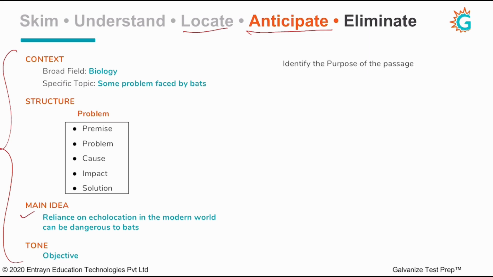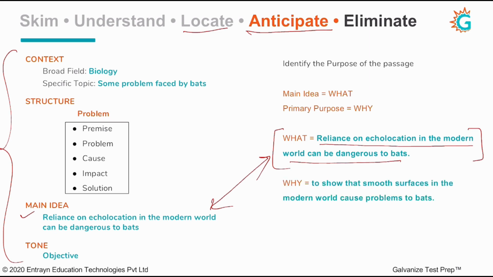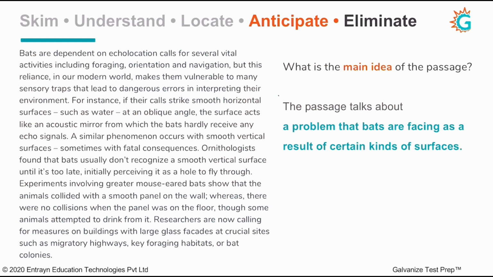All right. So this question is essentially asking us to identify the purpose of the passage. What is the author primarily concerned with? What is the problem and what's the solution and so on. So this is something that we already know. It's right here. What the author is talking about is that reliance on echolocation in the modern world can be dangerous to bats. And the why of the problem is the fact that the smooth surfaces in the modern world cause the problem to bats. So you can see how much of an overlap there is between the main idea and the primary purpose. So let's not break our head about trying to distinguish them. The point is we need to know what the main idea and the primary purpose of the passage is. So using this, we can anticipate the answer, and this will help us solve the question. So the main idea of the passage is that there's a problem that bats are facing as a result of certain kinds of surfaces.